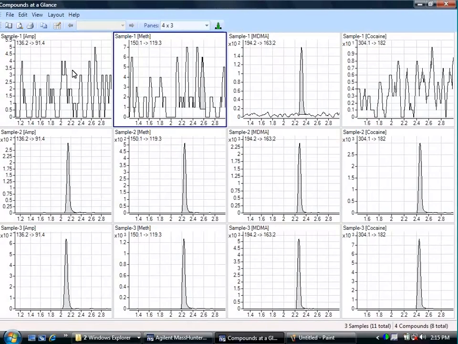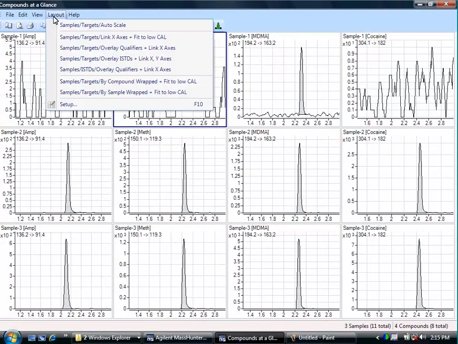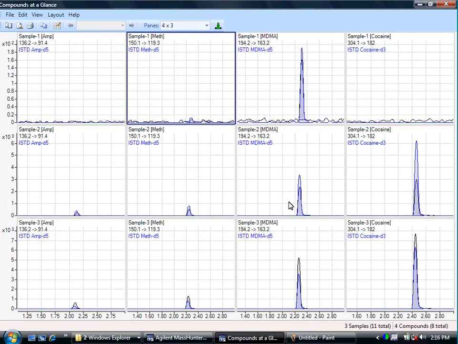In Compounds at a Glance, let's use the predefined layouts, and I'll show you overlaying the targets with the ISTDs. So in this case, you can see the ISTDs for sample 2 and sample 3 are showing up.